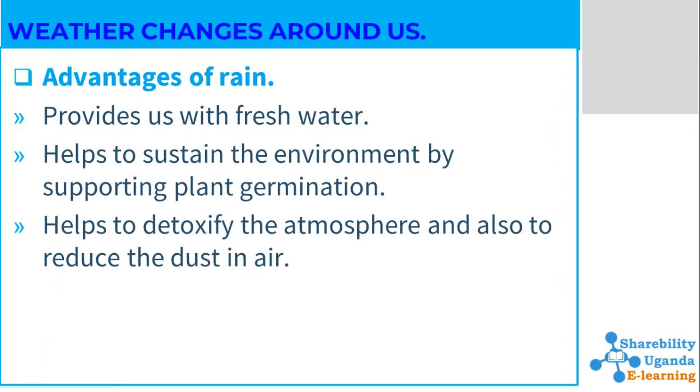We have various advantages of rain. Rain helps provide us with fresh water, and helps to sustain the environment by supporting plant germination. We all know that one of the main elements of germination is moisture, which contains air and water, and the water comes from the rain. Therefore, it helps us to sustain the environment by supporting plant germination. It helps detoxify the atmosphere and also reduce the dust in the air.